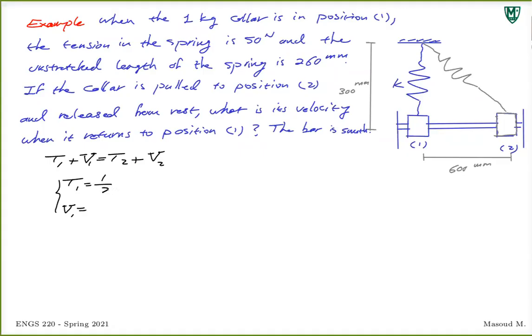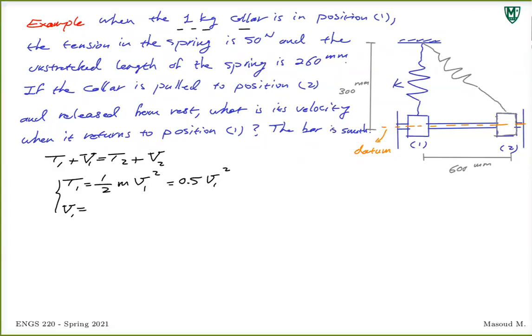So 1/2 m v1 squared. Mass is 1 kilogram, so I can just plug that in right here. It's going to be 0.5 v1 squared. Potential energy, well, I need to define some zero potential line. So let's just define this as zero potential. There you go. So that's my zero potential line.